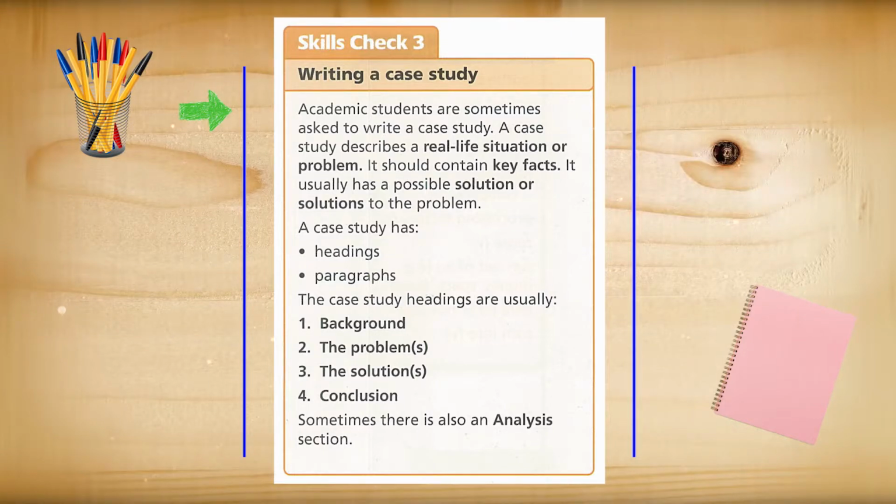Academic students are sometimes asked to write a case study. A case study describes a real-life situation or problem. It should contain key facts. It usually has a possible solution or solutions to the problem. A case study has headings, paragraphs. The case study headings are usually: number 1, background; 2, the problem or the problems; 3, the solution or the solutions; 4, conclusion. Sometimes there is also an analysis section.